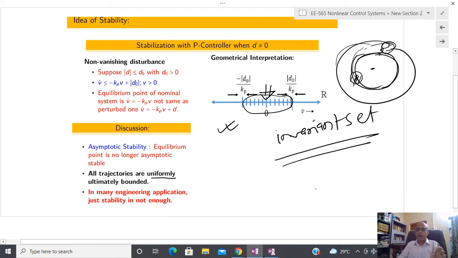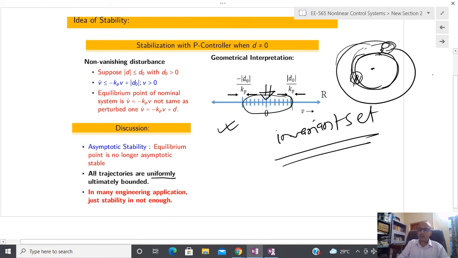Are you able to understand the difference between asymptotic stability and stability? Baby Dana, are you able to understand the difference between stability and asymptotic stability? Yes, sir. Iram Taslima? Yes, sir. Vinay ji? Yes, sir.